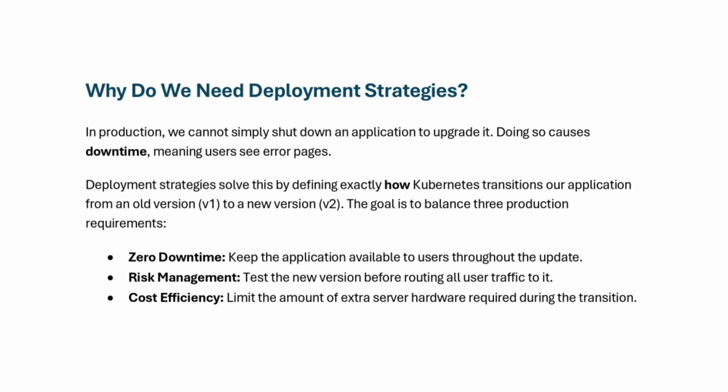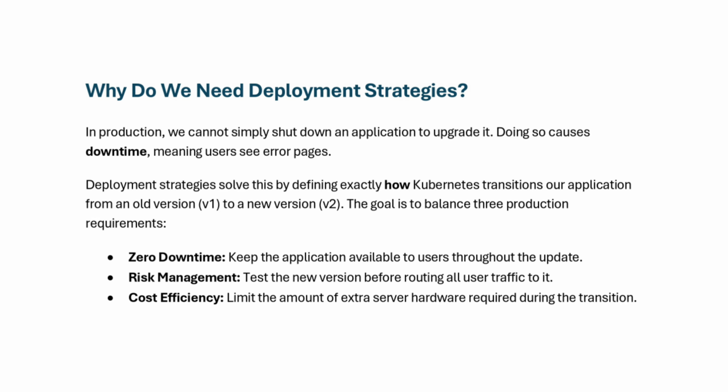In production, we cannot simply shut down an application to upgrade it. Doing so causes downtime, meaning users see error pages. Deployment strategies solve this by defining exactly how Kubernetes transitions our application from old version, that is version 1, to new version, that is version 2.